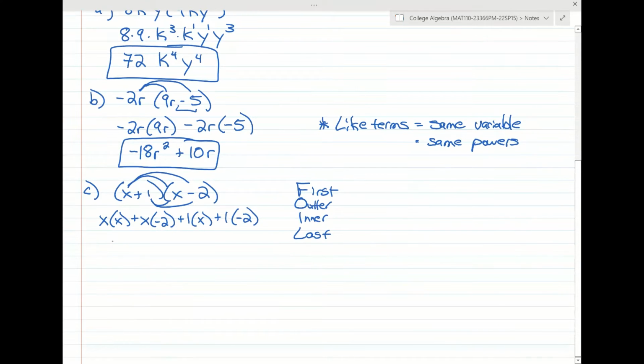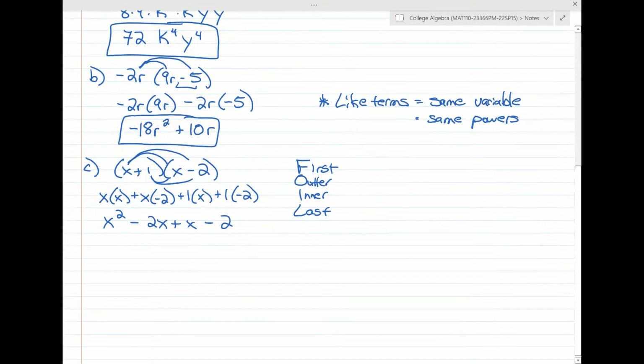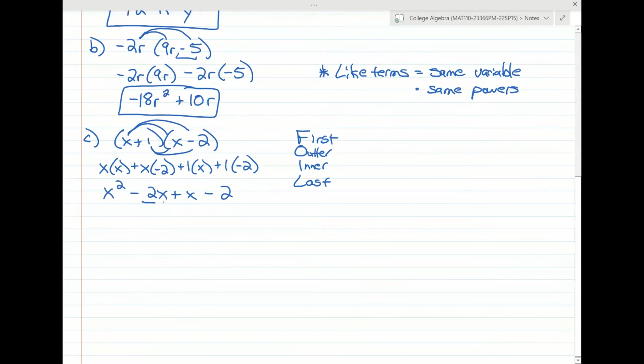So x times x is x squared minus 2x plus x minus 2. And we could combine those like terms and just get x squared minus x minus 2. That would be a perfect answer if you wanted to leave it like that. And that's totally fine. That's how I'd say most people do this kind of problem.